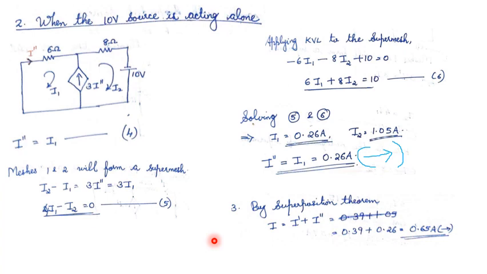Now apply superposition theorem. According to superposition theorem, I is equal to I dash plus I double dash. The statement of superposition theorem is that the response in any branch in a circuit is equal to the sum of the responses due to each and every individual source when they are acting alone. So I is equal to I dash plus I double dash. I dash we got as 0.39 and I double dash is 0.26. So the net current through the 6 ohm resistor is 0.65 ampere in this direction from left to right.